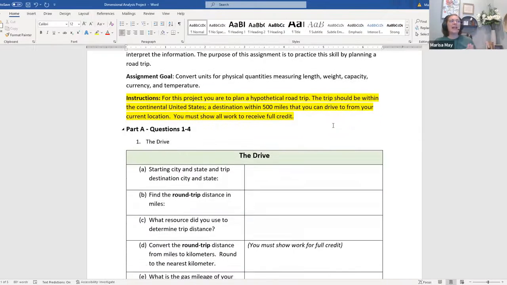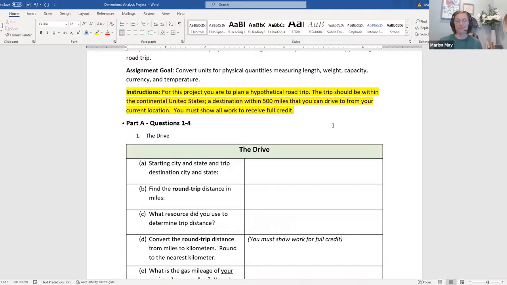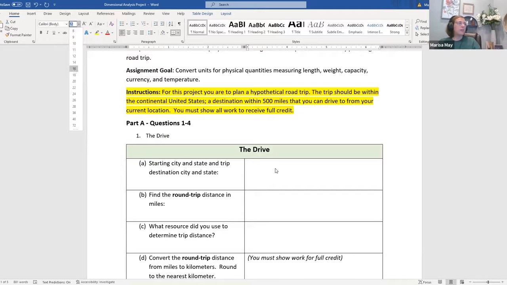You are taking a hypothetical road trip, okay? Your trip is going to be within the continental United States, and you should be choosing a destination that's within 500 miles one way from your current location. I'm going to do A through D first. So you remember I live in Houston, Texas. So a location that I like to go to that is within 500 miles of my home is San Antonio, Texas.